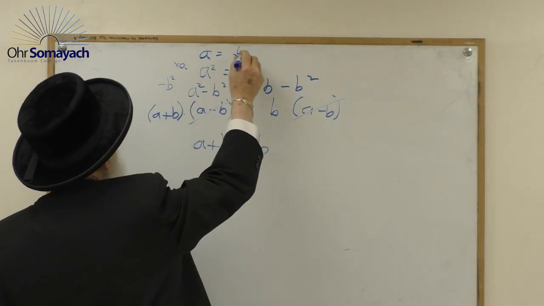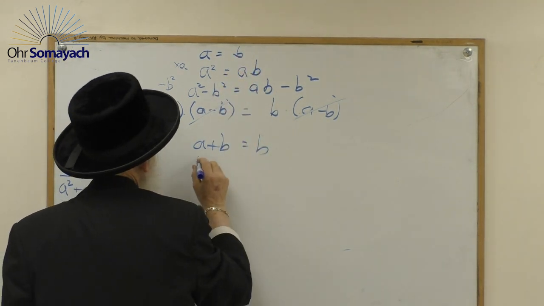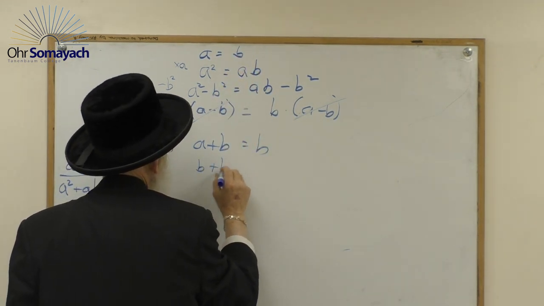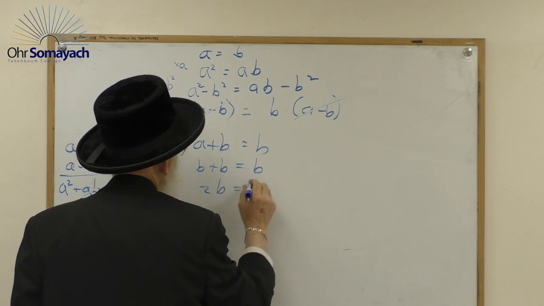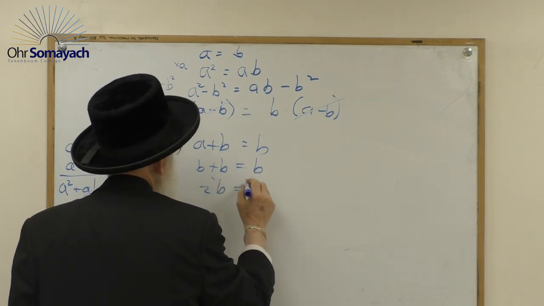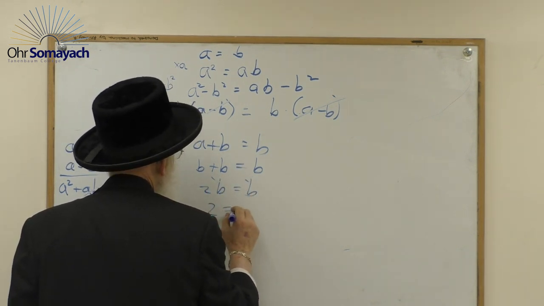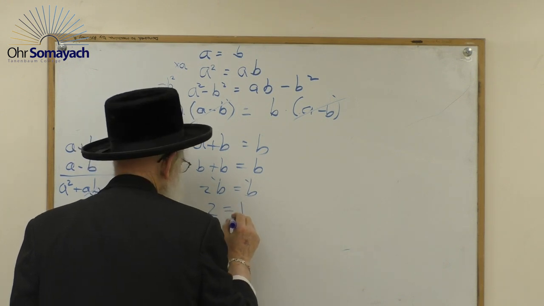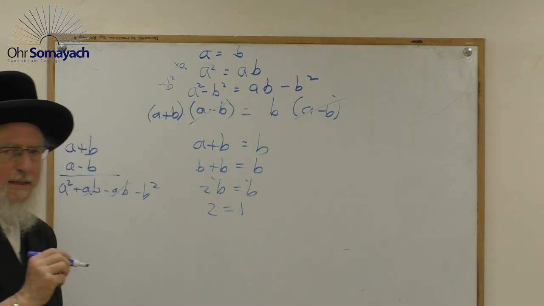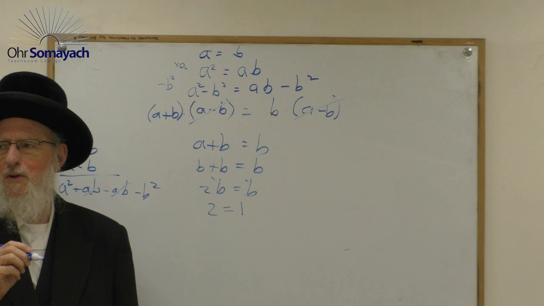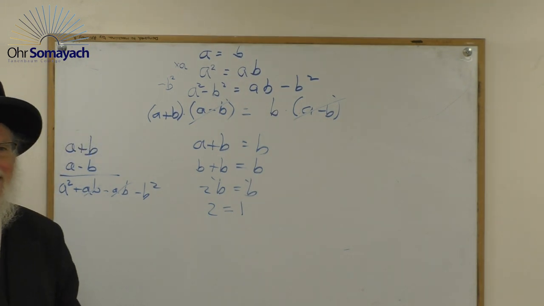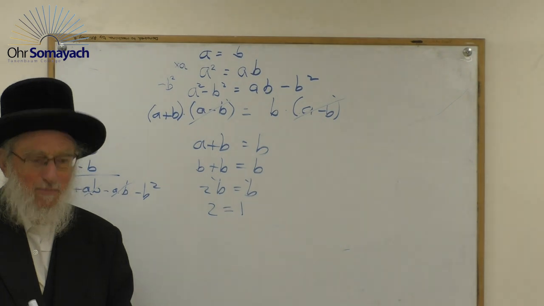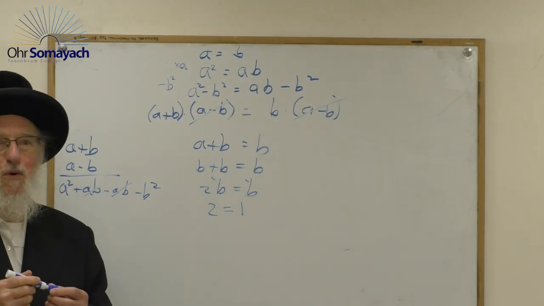Well, but now A equals B, so you can substitute one for the other, so you get B plus B equals B. In other words, 2B equals B. Now you divide both sides by B, and you get 2 equals 1. What do you do now? You say, oh, look at that. Ain't math grand? We learned something new. That 2 equals 1.